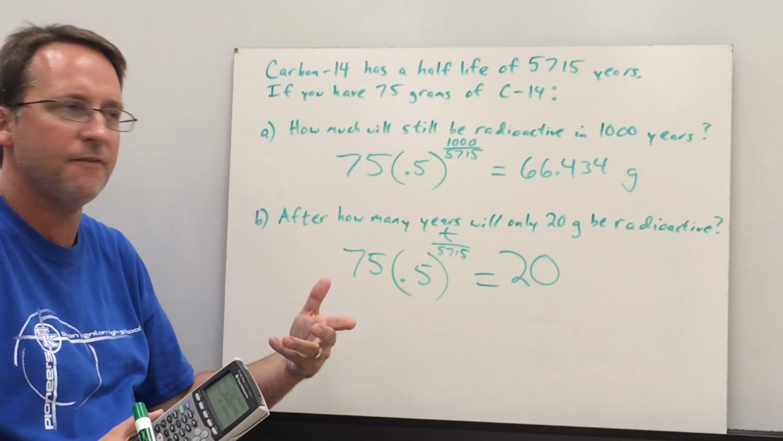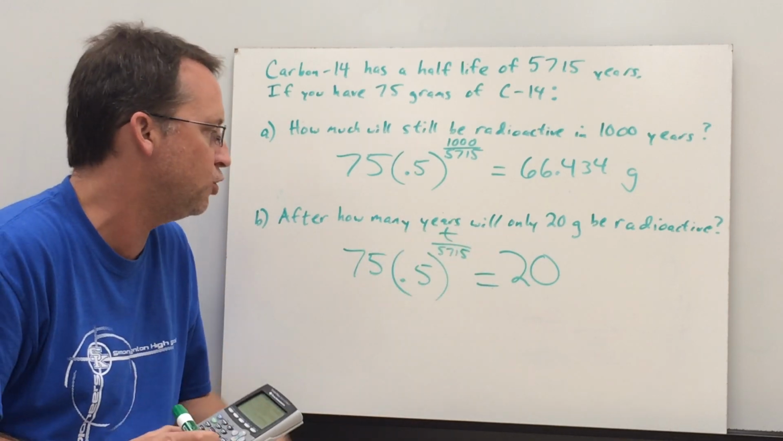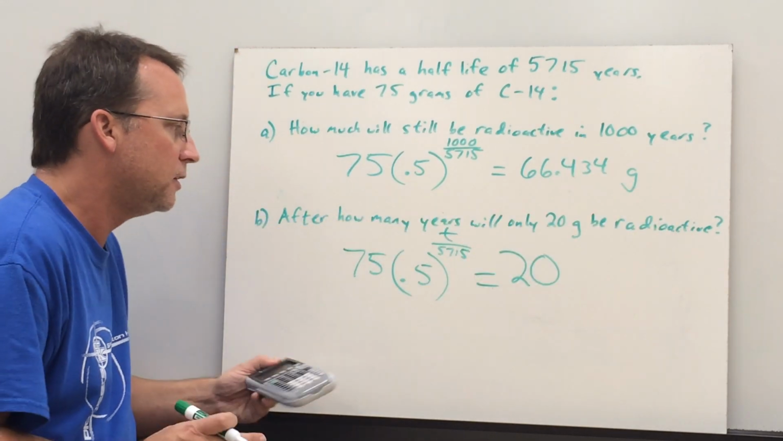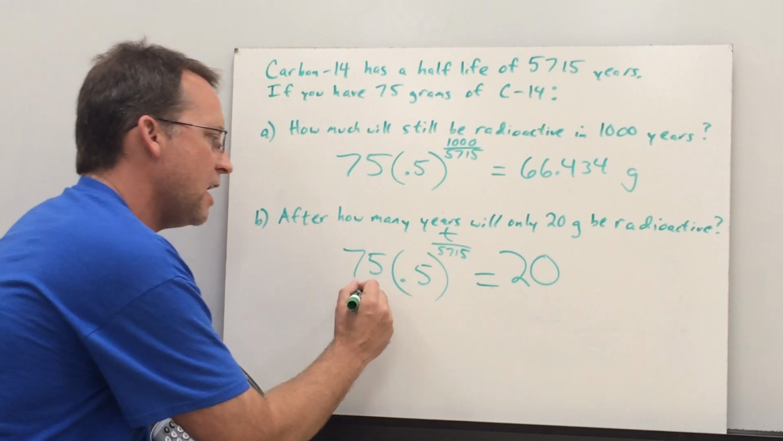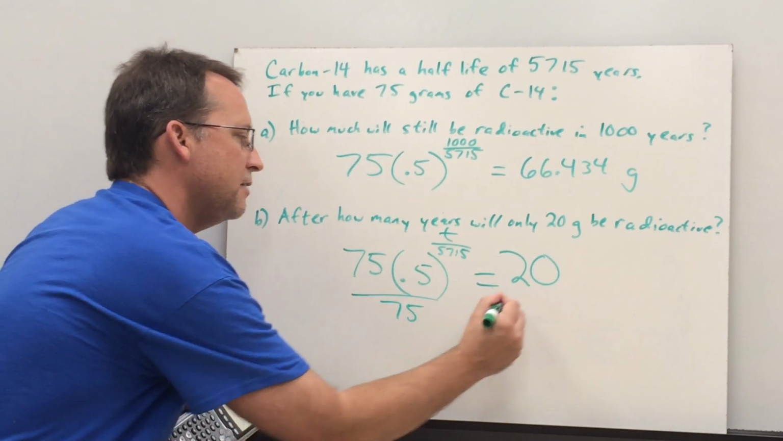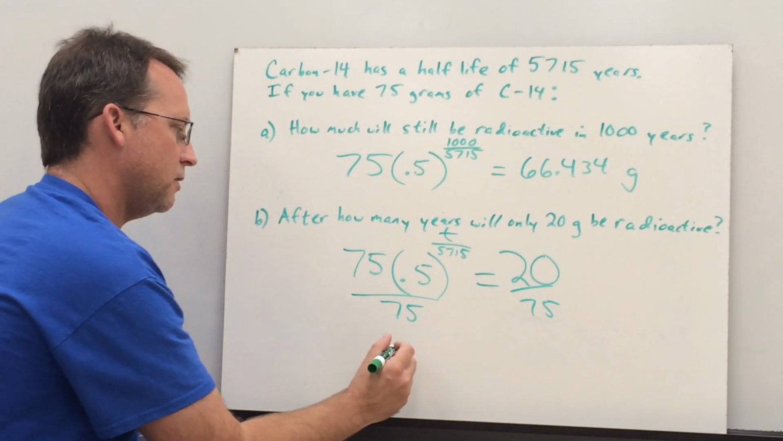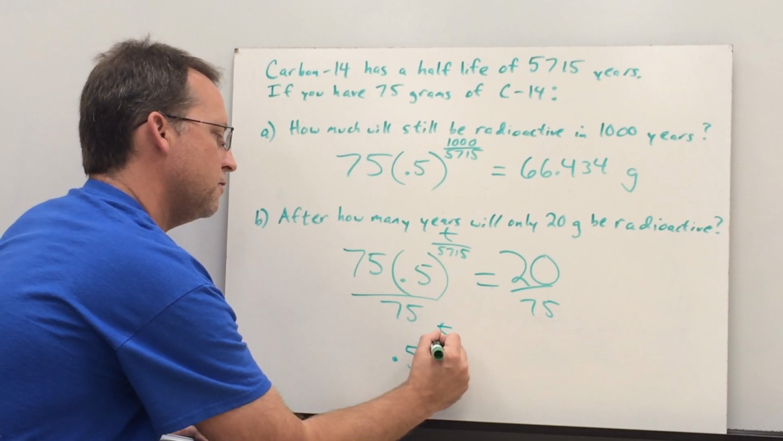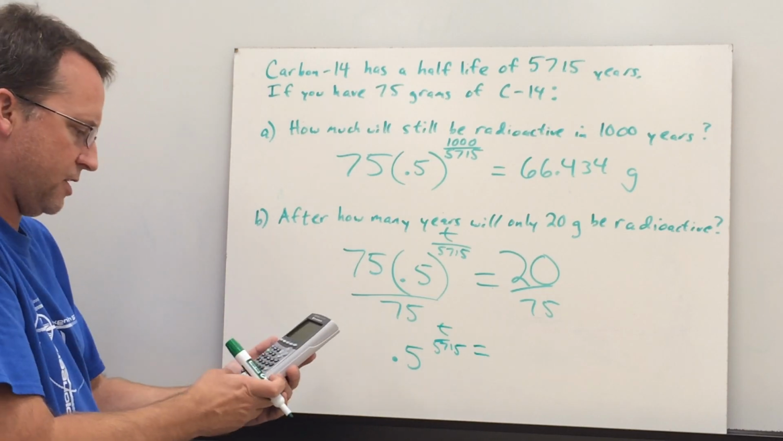So this would be 37.5 grams. So you have to use a really, really large window, which is fine to do, but you'll have to extend your X max a long way. Let me go try to solve this without that. I'm going to divide both sides by 75 to get started. So we got 0.5 to the T over 5,715 power equals 20 over 75.